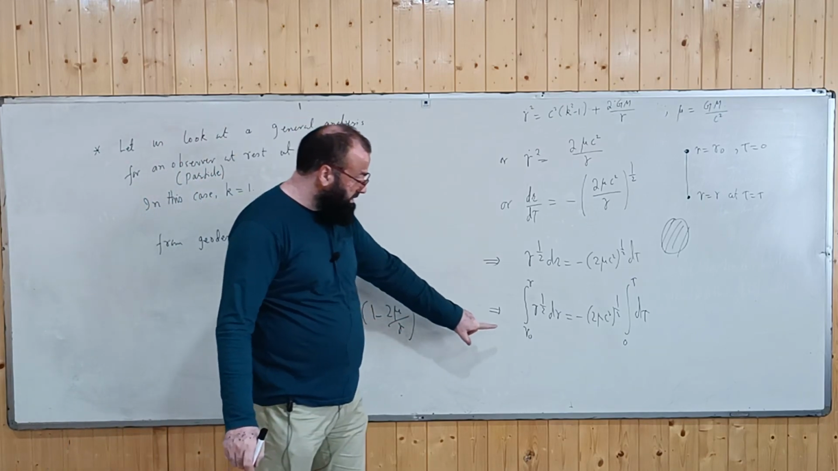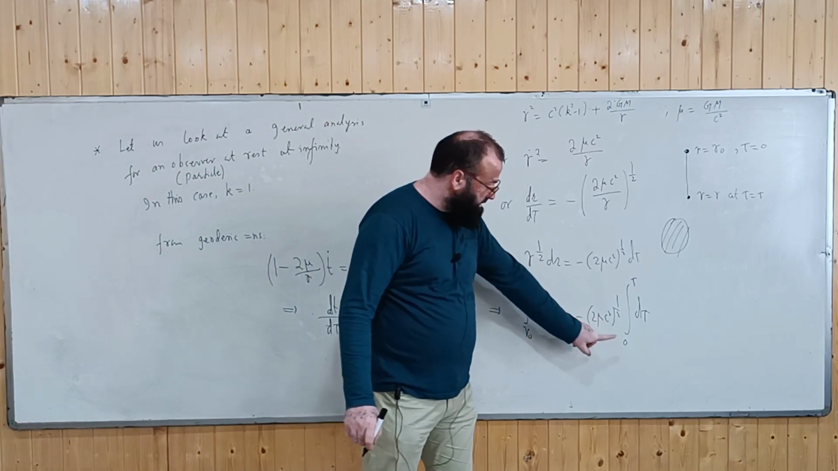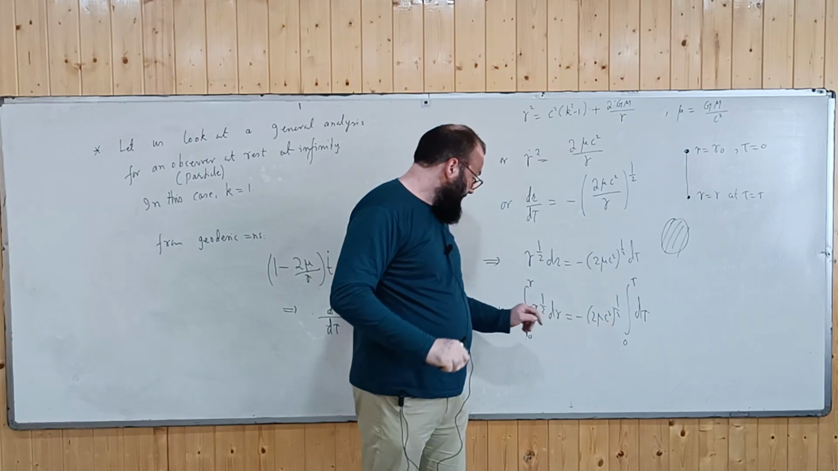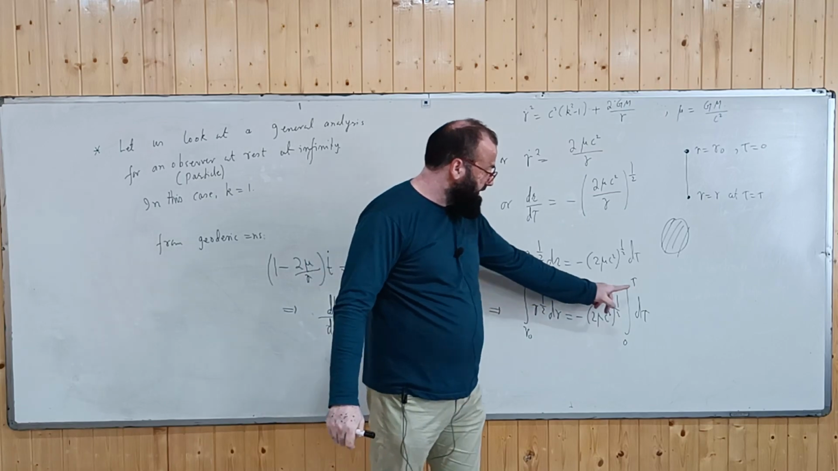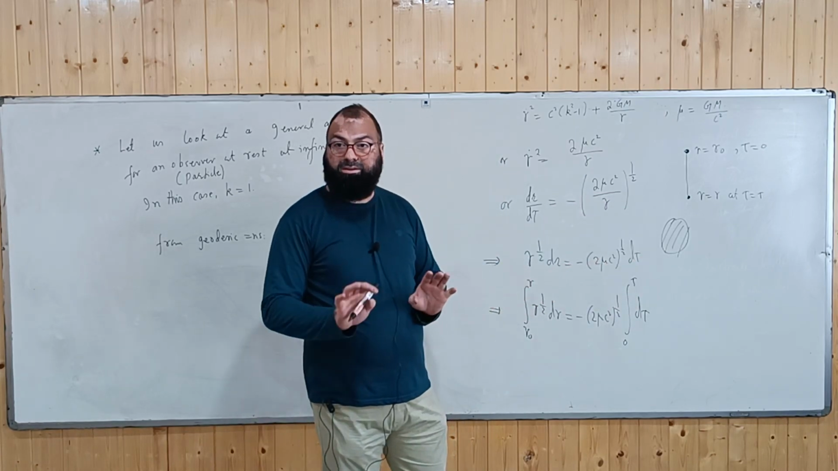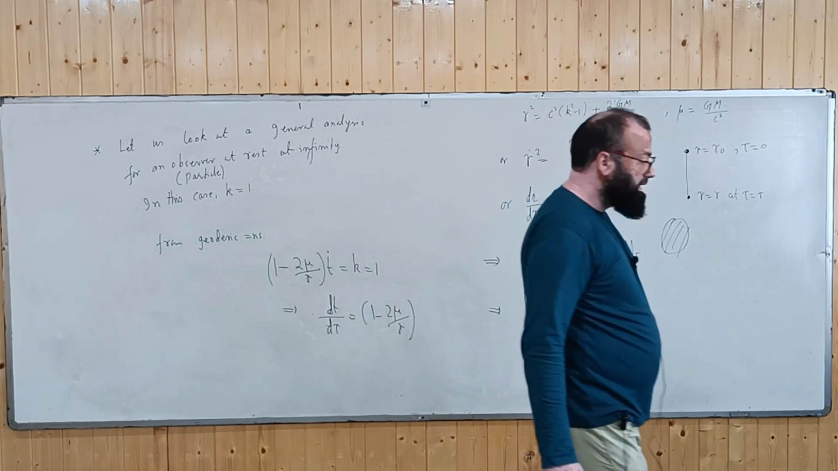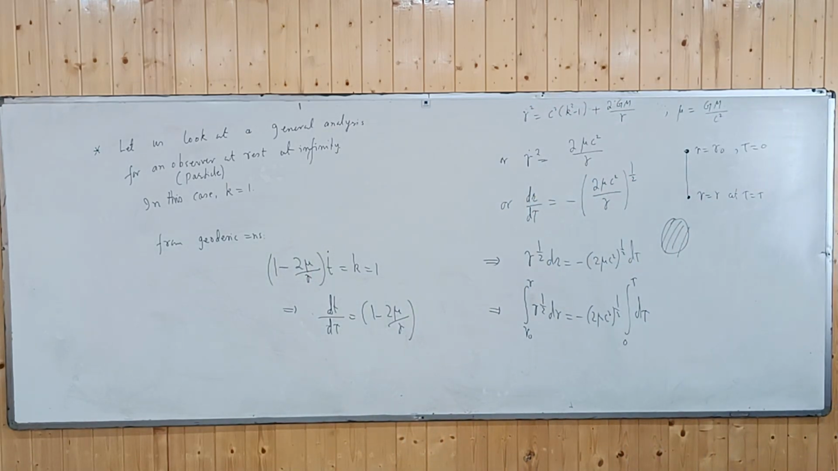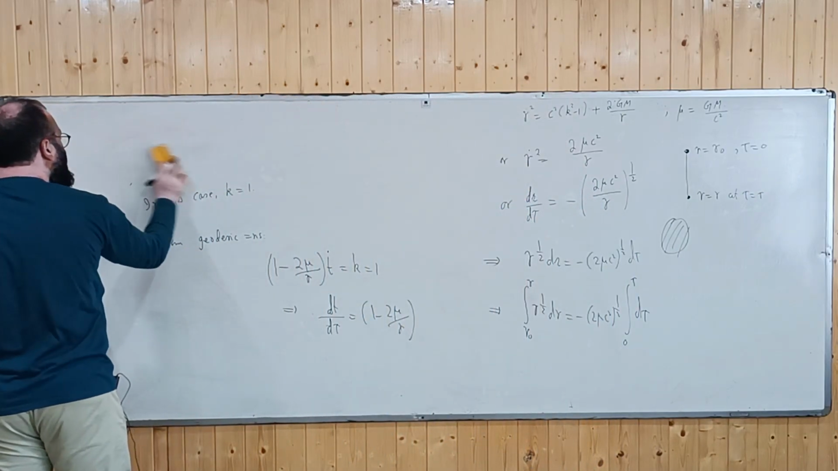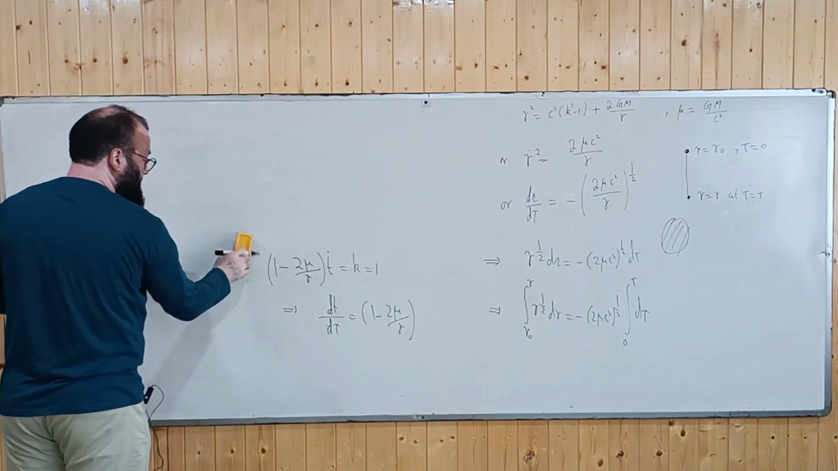So where r naught is the radial coordinate at tau equal to 0, you start from somewhere, and r is the radial coordinate at proper time tau. Got it? Okay, so let's integrate it. So once you integrate it, you will get.